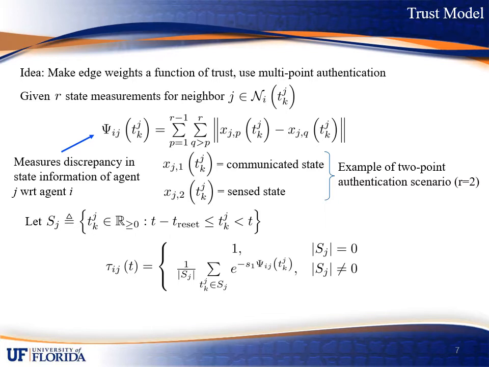The trust that agent i has in its neighbor j is denoted by tau ij, where tau ij is set equal to 1 when Sj is empty, and tau ij is set equal to the normalized sum of decaying exponentials of the discrepancy when Sj is non-empty. Note that as the discrepancy stays close to 0, tau ij stays close to 1, and as the discrepancy increases, the trust decays towards 0.